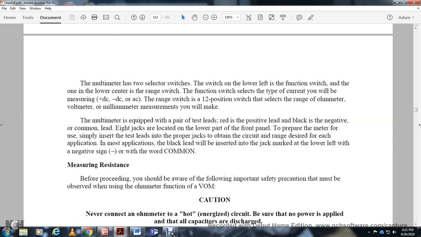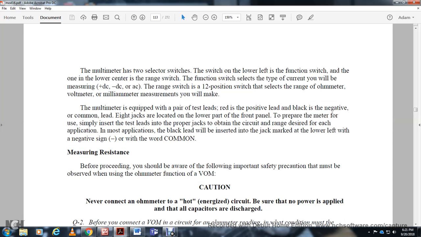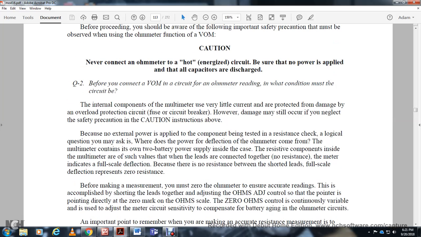Before proceeding, you should be aware of the following important safety precautions that must be observed while using the ohmmeter function of the volt-ohm-milliammeter. Caution: never connect the ohmmeter to a hot, energized circuit. Be sure that no power is applied and all capacitors are discharged. The internal components of the meter carry very little current and are protected by an overload protection circuit, such as a circuit breaker. However, damage may still occur if you do not follow the safety precautions and instructions above.